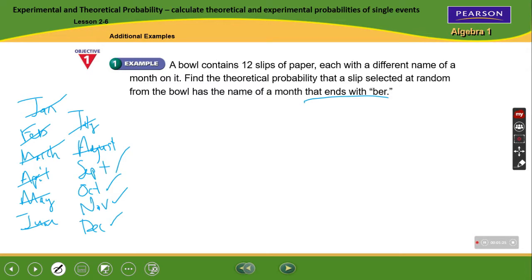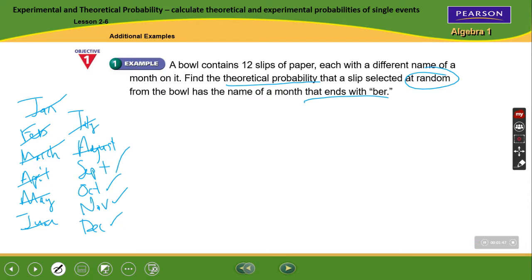So, how do we find the theoretical probability that a slip selected at random, this is important, if it's not random we can't do this, from the bowl has the name of a month that ends with "ber"? Well, we know that there are a total of 4 that end with "ber." So, 4 out of how many? 4 out of 12, I would say.